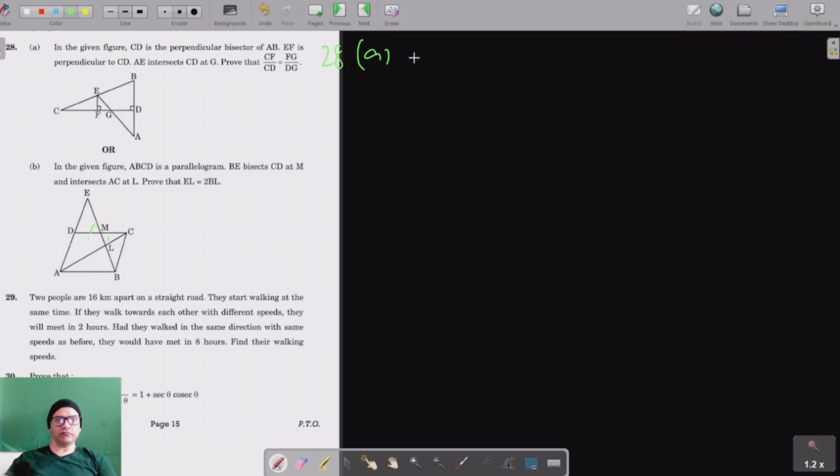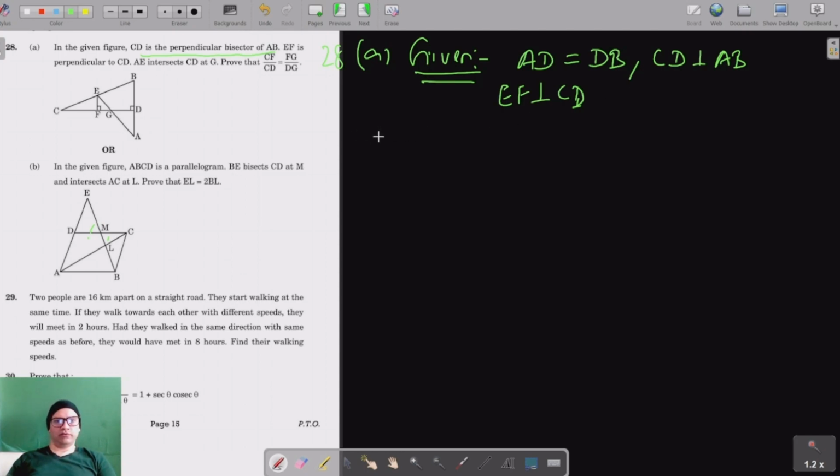So it's given. Okay, now CD is the perpendicular bisector of AB. So CD is the perpendicular bisector of AB. So that means AD is equal to DB. Now EF is perpendicular to CD, and it's given that EF is perpendicular to CD and AD is equal to DB, which is a perpendicular bisector also. CD is perpendicular to AB.